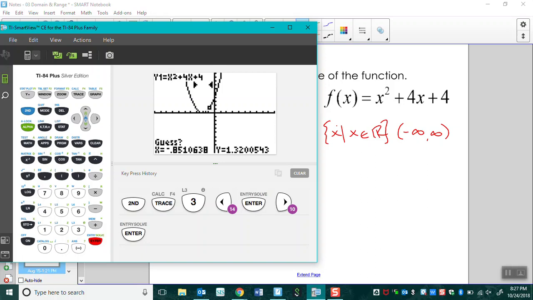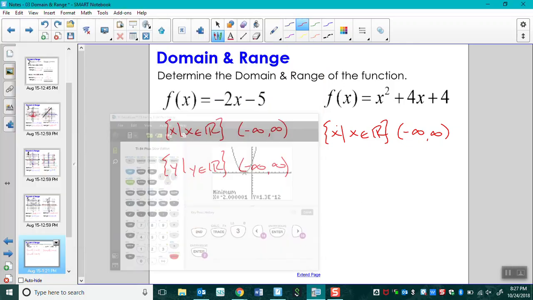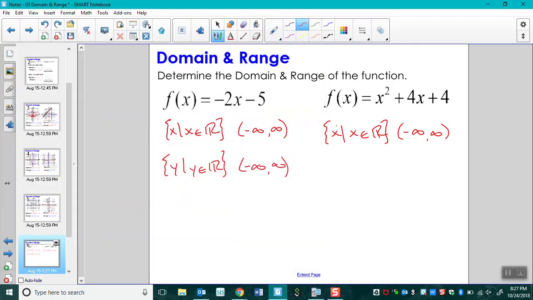And again, it'll ask if you want to guess. I always skip this step. And it'll give me that my minimum is at the point -2, 0. So if this point has a y coordinate of 0, that means that the smallest y value I have is 0. And this function keeps moving up in either direction. So we're going to go from 0 to positive infinity for my interval.